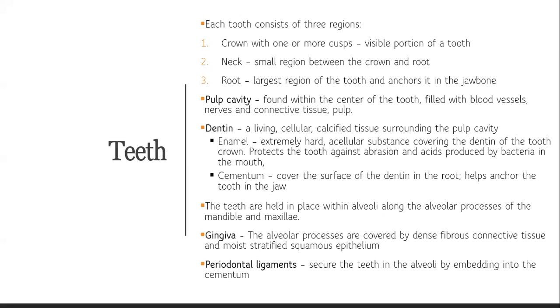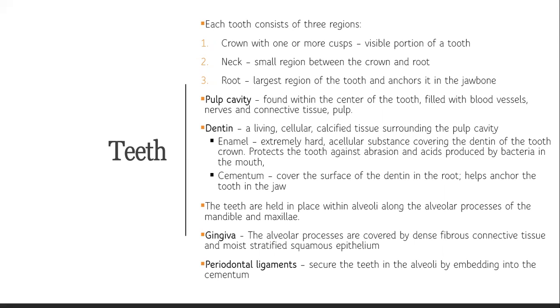Enamel is an extremely hard acellular substance covering the dentine of the tooth crown. It is the one that protects the tooth against abrasion and acids produced by bacteria in the mouth. While our cementum covers the surface of the dentine of the root and helps anchor the tooth in the jaw.